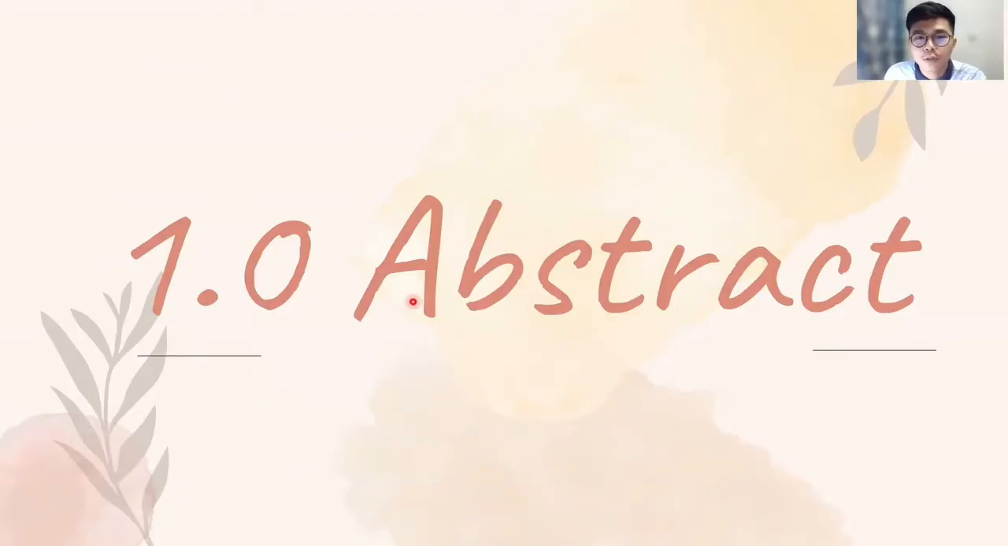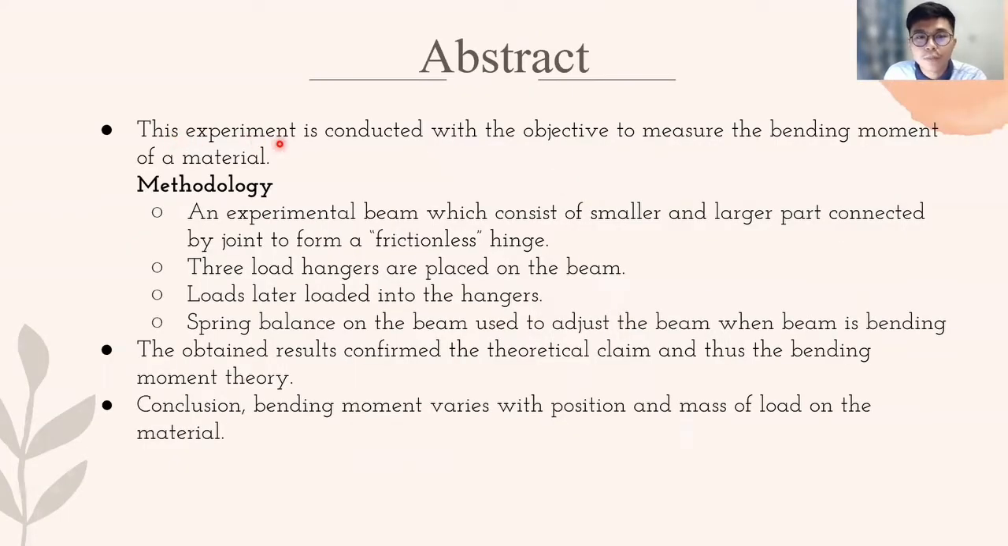First of all, I will explain the abstract part of the experiment. Experiment 5 was conducted with the objective to measure the bending moment of a material. In order to conduct the experiment, some methodologies were followed. First, an experimental beam, which consists of smaller and larger parts, was connected by a joint to form a frictional hinge. Then, 3 load hangers are placed on the beam. Some loads were later loaded into the hangers. Finally, a spring balance on the beam was used to adjust the beam when the beam is bending.